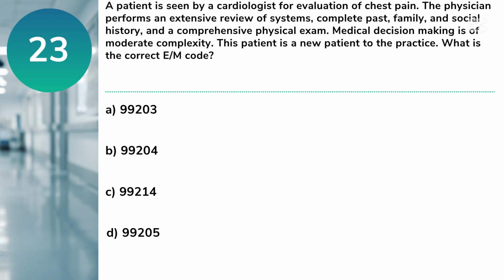Question 23. A patient is seen by a cardiologist for evaluation of chest pain. The physician performs an extensive review of systems, complete past, family, and social history, and a comprehensive physical exam. Medical decision-making is of moderate complexity. This patient is a new patient to the practice. What is the correct E/M code? A. 99203. B. 99204. C. 99214. D. 99205.